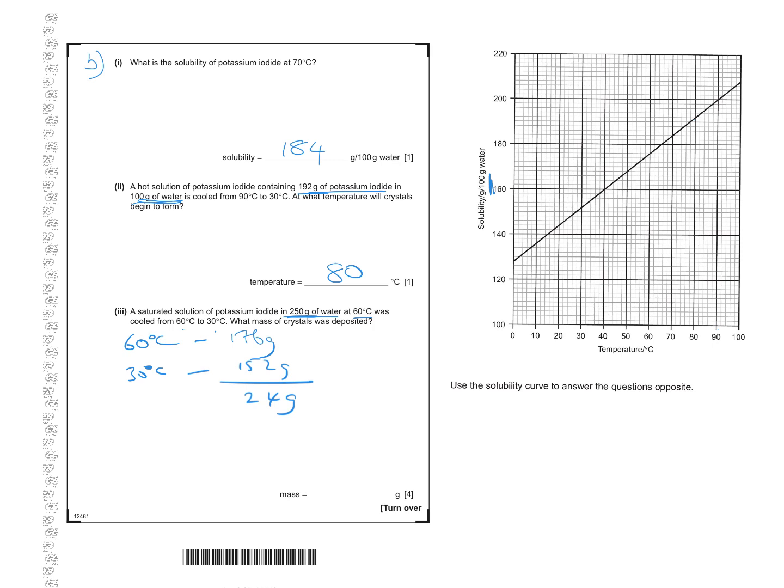Now the question is asking us for the mass deposited in 250. So 24 grams in 100 grams of water. Well, to change the 100 grams to 250, we would divide by 100 multiplied by 250. So we're going to divide by 100 multiplied by 250. And that gives an answer of 60 grams.